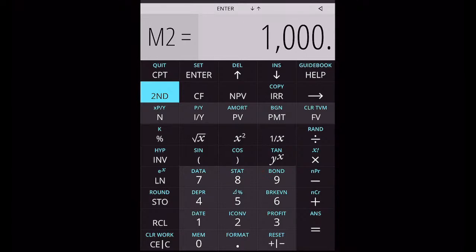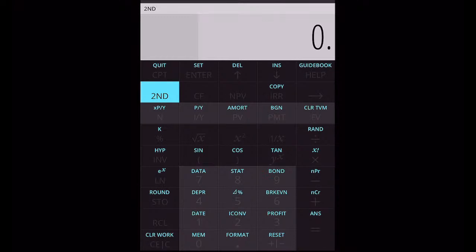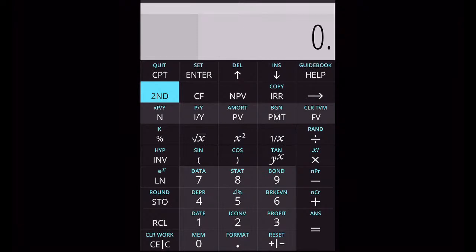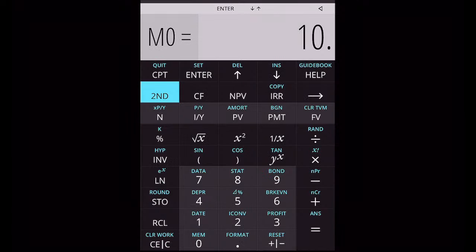All right, so I put a 10 into 0, 100 into 1, and 1,000 into 2. Let's say I made a mistake and I want to clear it, or I'm finished. So I hit second, clear work. That's not going to work, right? I need to be in memory. So let's go second memory. I'm here. Now I hit second, oh sorry, second clear work.